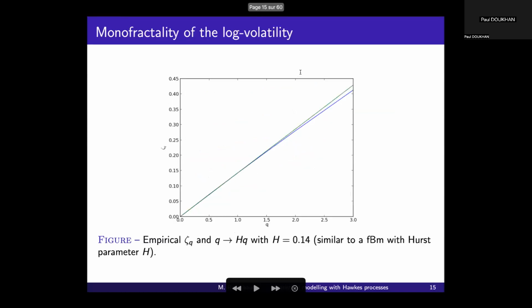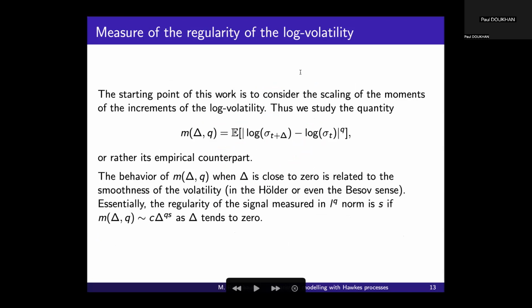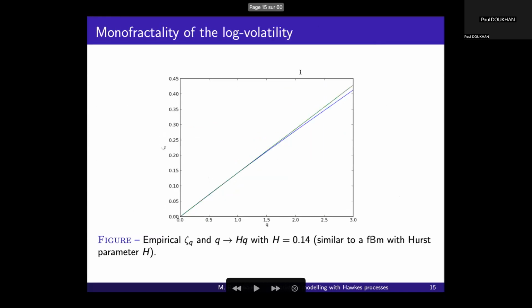Here I'm showing you with respect to q, in blue, the different slopes, and in green, 0.14 times q. All that to say that these slopes are approximately 0.14 times q, which means that you get this scaling relationship: m delta q behaves as delta to the power 0.14 times q. So this is the first thing. We have this kind of scaling relationship of the log volatility. It's not an expectation; it's a sample average.